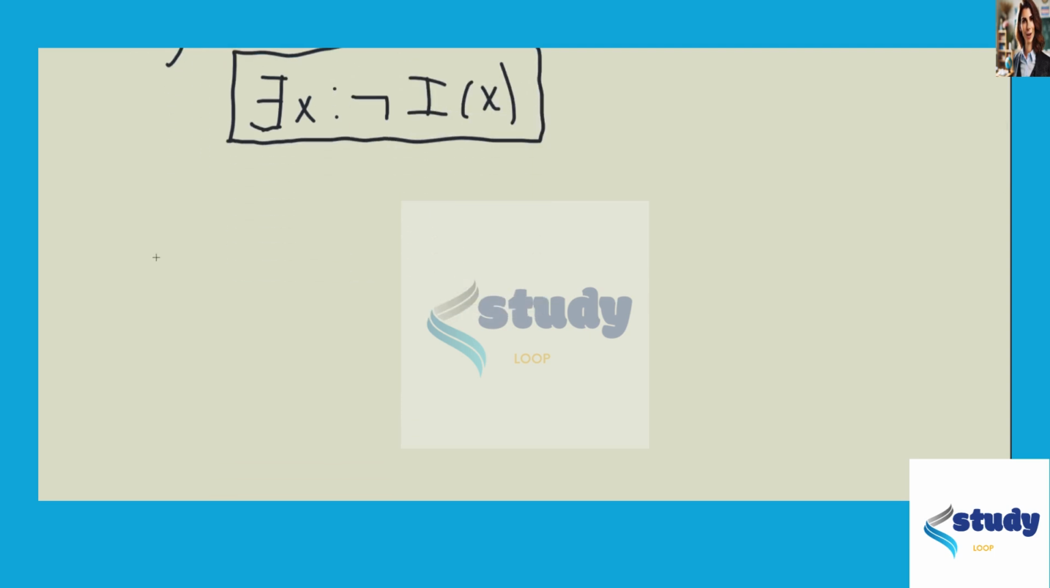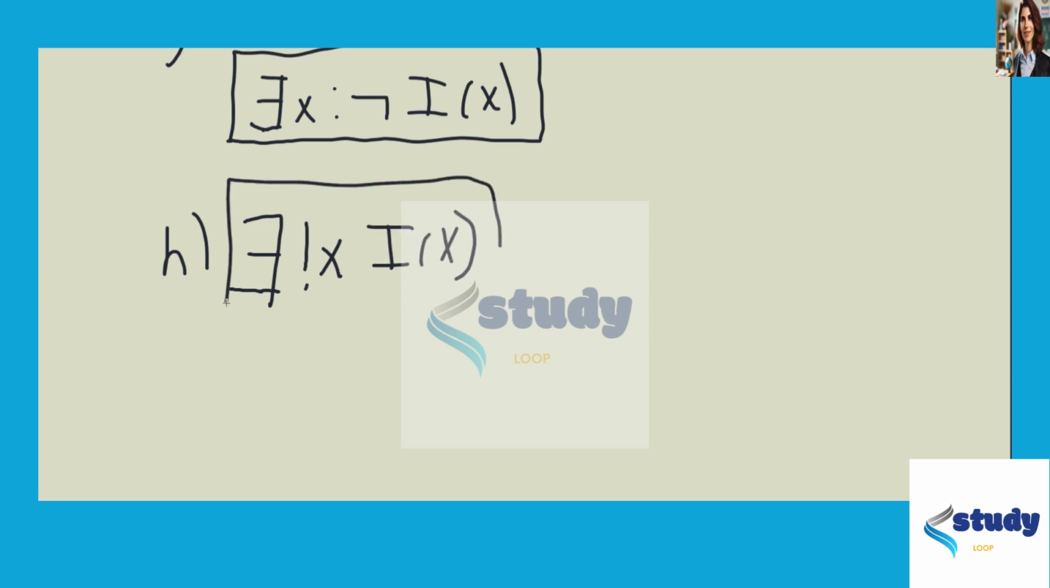And then we go on to part H. So part H here is the statement exactly one student in your class has an internet connection. So the logical equivalence of that would be there exists a unique, so the exclamation point here, x, I of x. All right, that's part H.